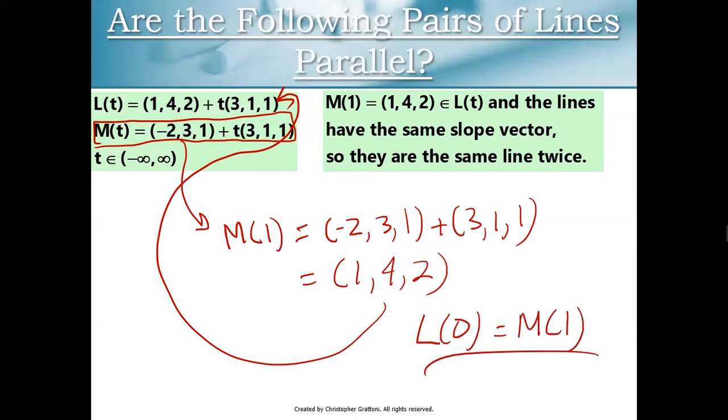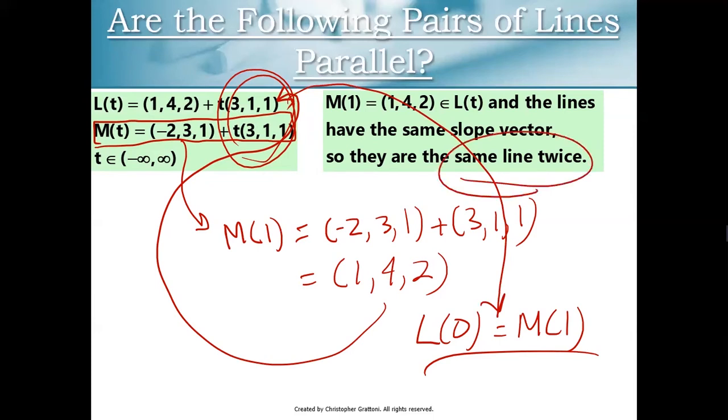They share a point in common, but since they have the same slope vector, they don't share just a point in common, they share all of their points in common. These are not parallel lines. This is the same line twice.